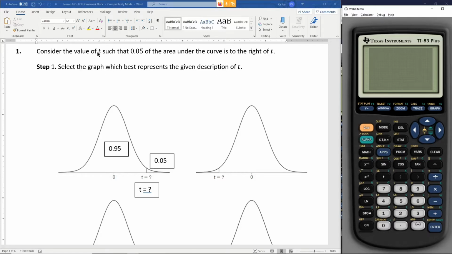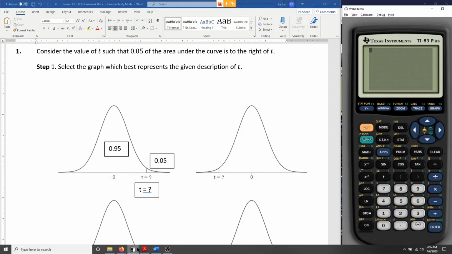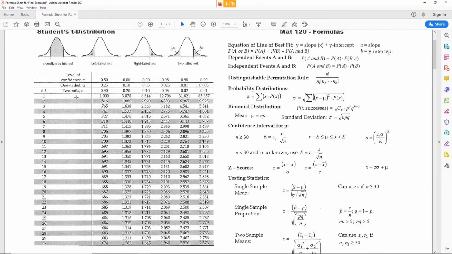consider the value of t such that 0.05 of the area to the right of it is t. So you have a t distribution. This is t. On the right is 0.05, meaning 5% of the data. Then on the left would be 95%, because together it's 100%. So you can use the formula sheet I gave you before. You see the one tail. In our case, we want 0.05 to the right.